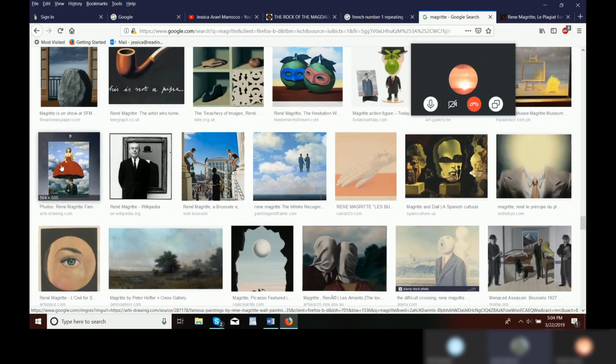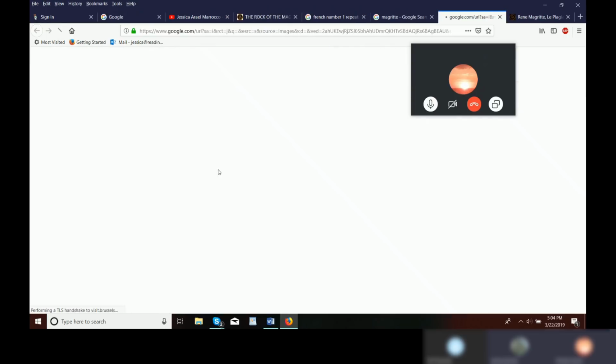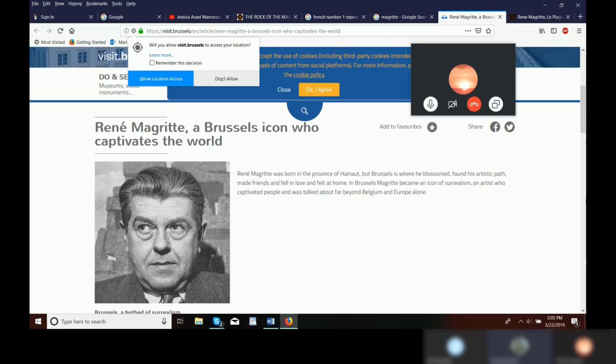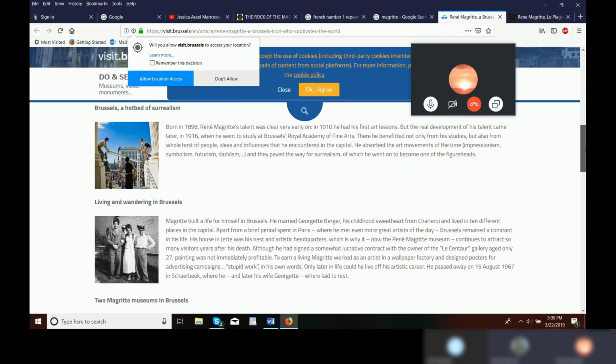We talk about the umbrella group. He has tons of umbrellas. What is the one on the right of the one with the mirror? It says Brussels. On the right with the mirror. Yeah, you see workers, and they're just to the left. Right here. Uh-huh. Brussels, creating a formation. Oh, there's Brussels. A Brussels icon who captivates the world.